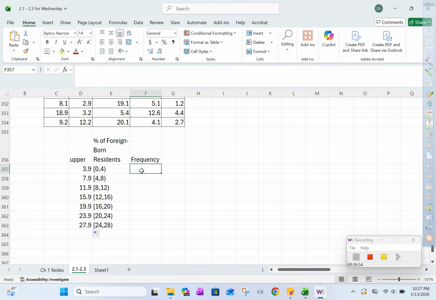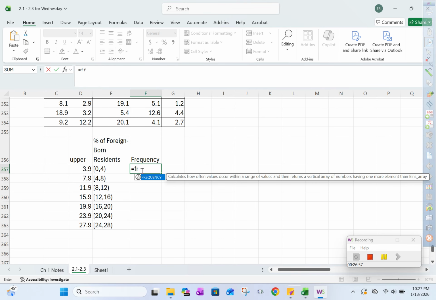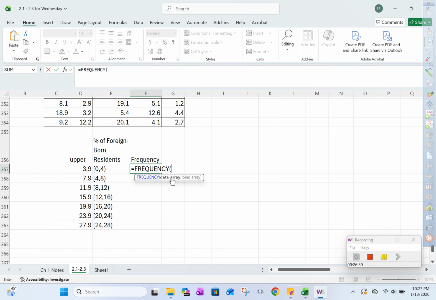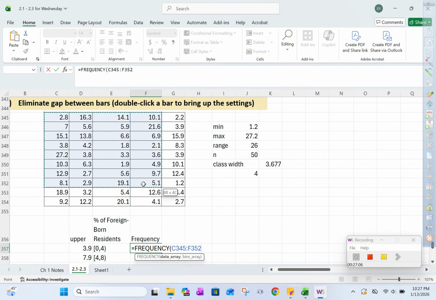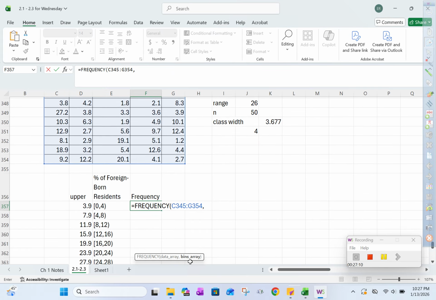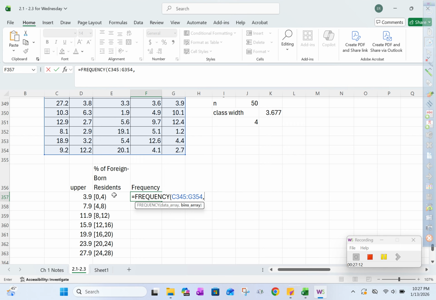Okay, our frequency, let's go ahead and start with it. Equals frequency. It says the data array first, so we're going to go up here and grab our data table, and then comma, the bins array. So if you try to do this and you select this interval, like your typed out nice version, it won't let you. It's going to give you an error. So if you forget about the upper limits, it will tell you something's wrong. Okay, then we'll select that.